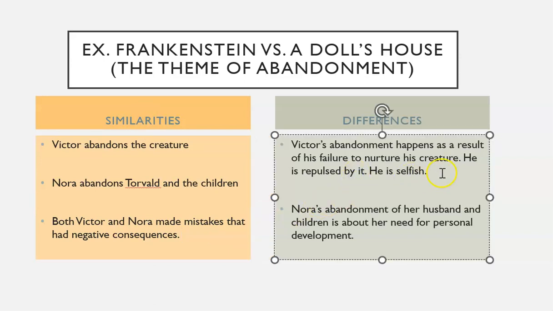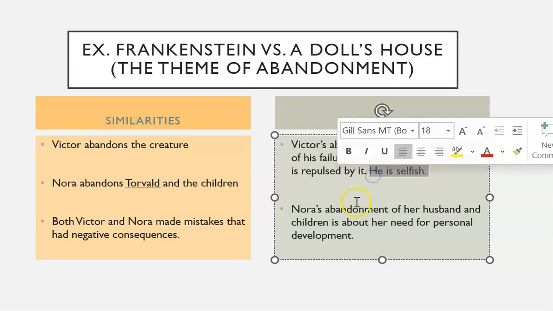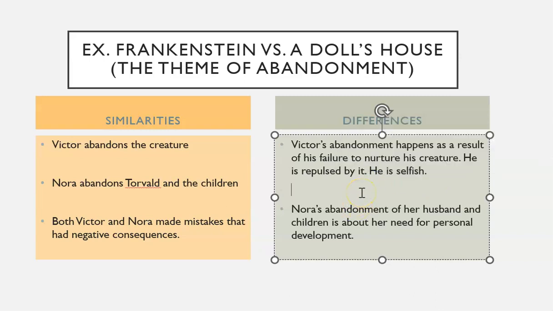The differences, again, this is maybe how you perceive the differences as the reader. These are how I perceive the differences. You might have a slightly different interpretation. But I interpreted Victor's abandonment as a result of his failure to nurture his creature, the monster that he creates. He's initially repulsed by it, and I view him as sort of being very selfish in his abandonment.